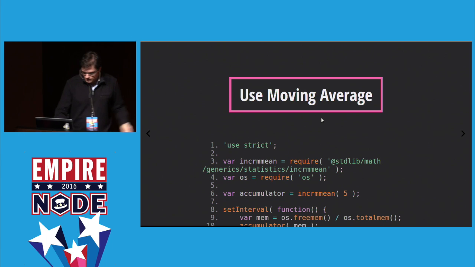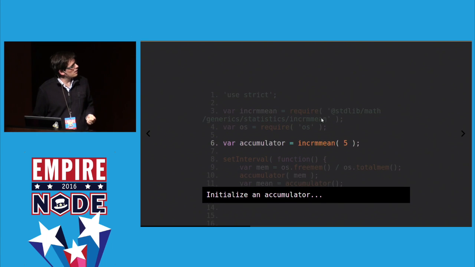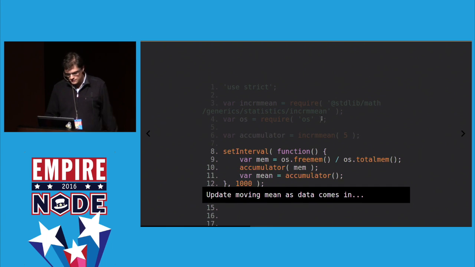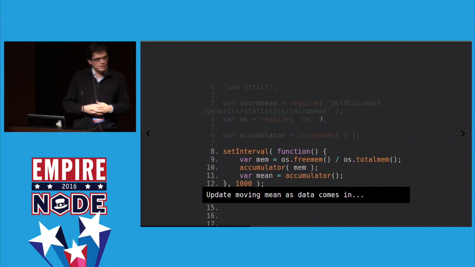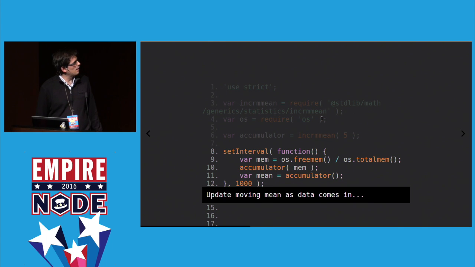Here we have an example where it's about the currently free memory in our system. So I now load this incremental moving mean module. It has the same API. I also use the native OS module. We again initialize this accumulator. This time we pass in the window size. Here I set 5, so I only use the last 5 observations always. And then let's say every second we get the currently available free memory, and we update the mean, and we could also get it out all the time.